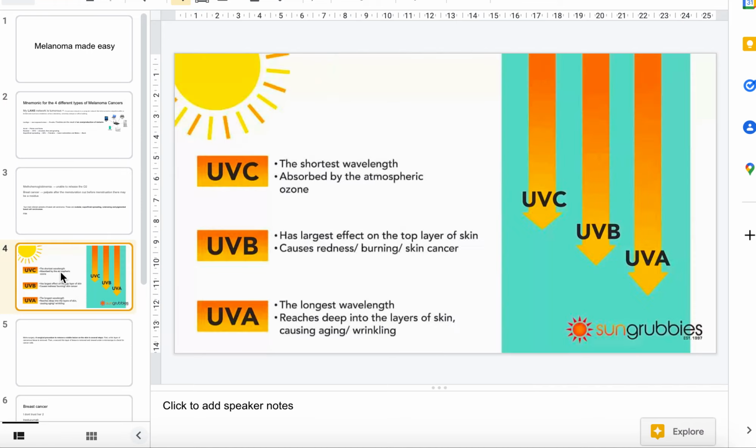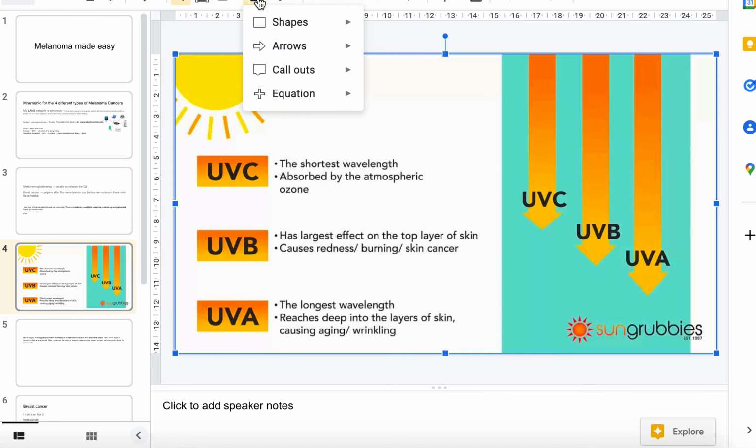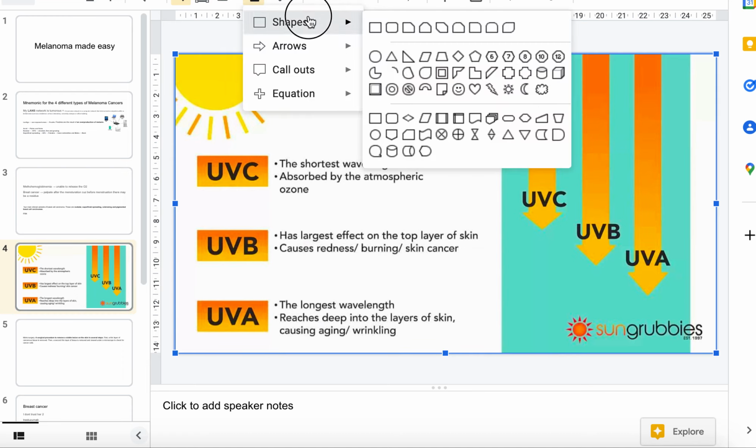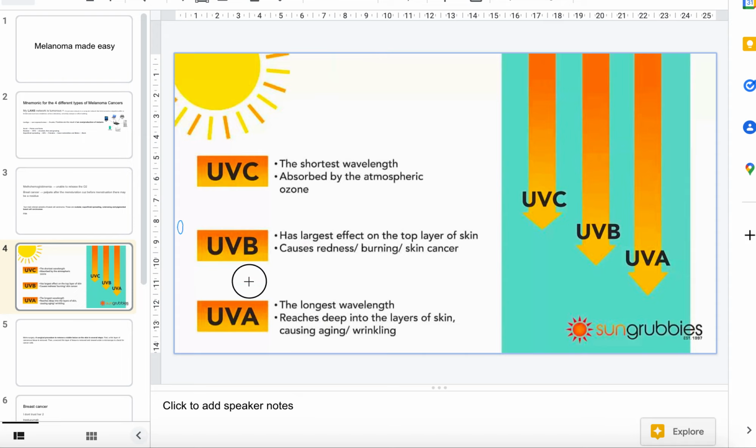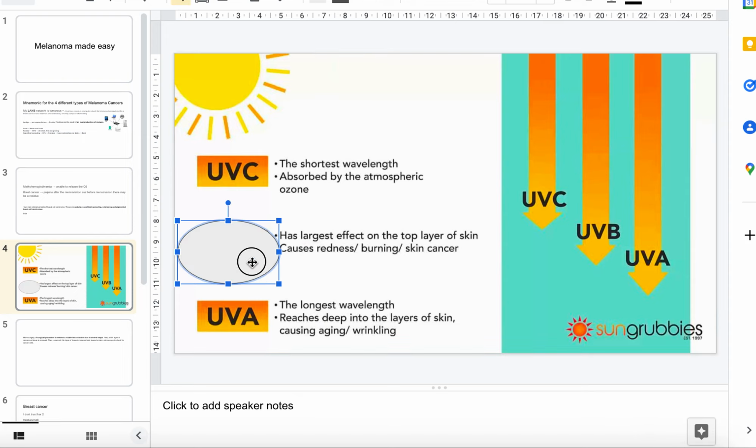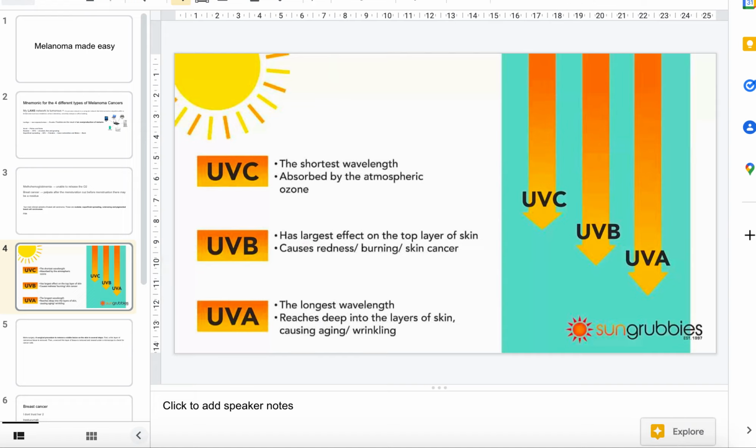Now I just want to add some information I got from the internet. Sun Grubbies, shout out to them. I'm sure you guys have all read in the book about UVB; it's a main cause of melanoma. And you might be wondering, I know UV stands for ultraviolet, but what does this essentially mean? So basically, there's three main types: UVC, UVB, and UVA, and these are divided based upon wavelengths. UVC has the shortest wavelength, and UVA has the longest wavelength.